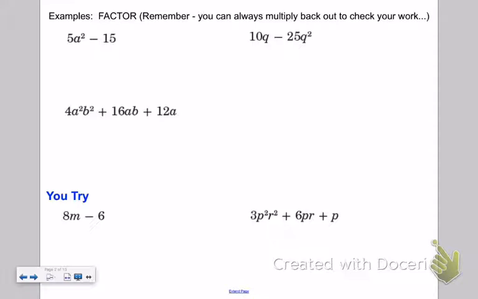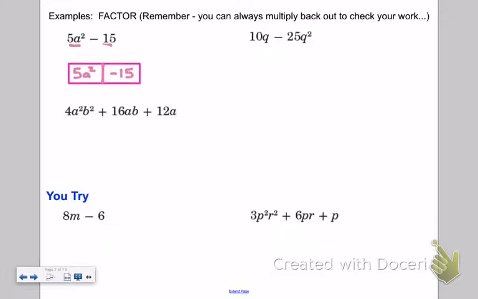Remember that we can always multiply back out to check your work. Something that I have done in the past is I set up a little box or a grid. There's 2 terms, so I need 2 boxes in there, and I'll put 5a squared and negative 15 in each.